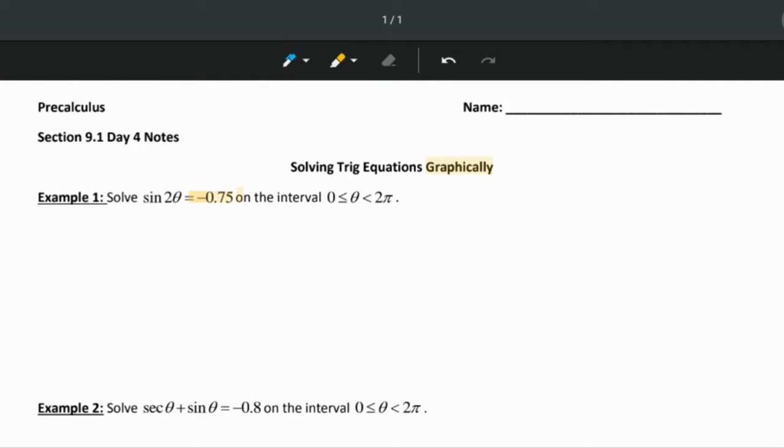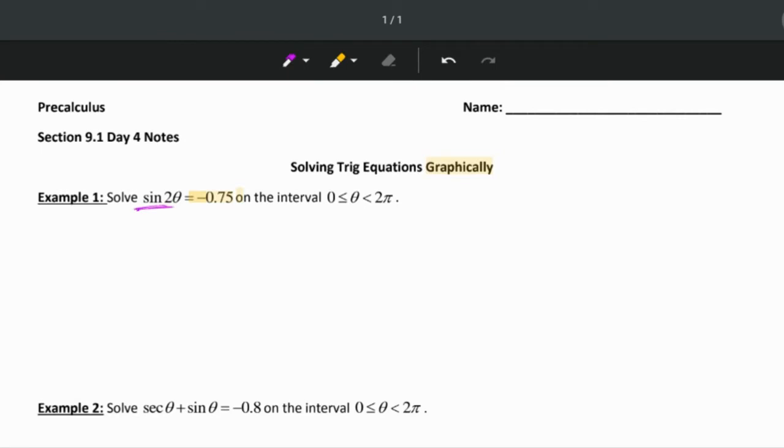All the ones we did in the day 2 notes were numbers we see on the unit circle, like root 3 over 2 or root 2 over 2. So since this number just isn't on the unit circle, we don't know how to solve it by hand, and that's why we're going to have to use a graphing calculator. So we'll pull those calculators out in a second, but first let's set it up and talk about what we're going to do in our calculator.